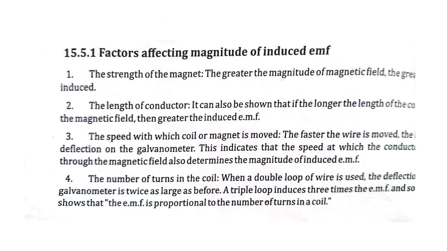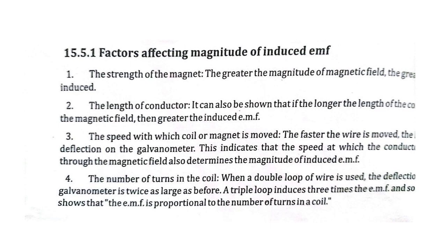So there are some factors that are affecting the magnitude of induced EMF. The very first factor is the strength of the magnet. The greater the magnitude of the magnetic field, the greater will be the induced current. If we provide a large magnitude of magnetic field, we will get a large amount of induced current. But if the magnitude of the magnetic field is small, then the induced current will also be small.